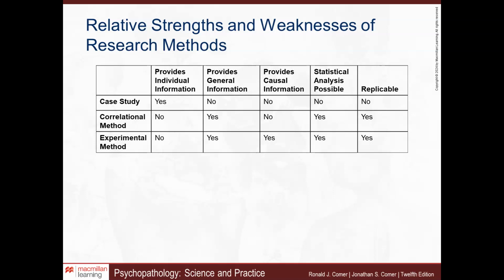Going further on this chart, you see the experimental method. It does not provide individual information, because the experimental method requires a group of subjects to be examined. As a result, it does provide general information and provides causal information. Statistical analysis is possible, and it is replicable.